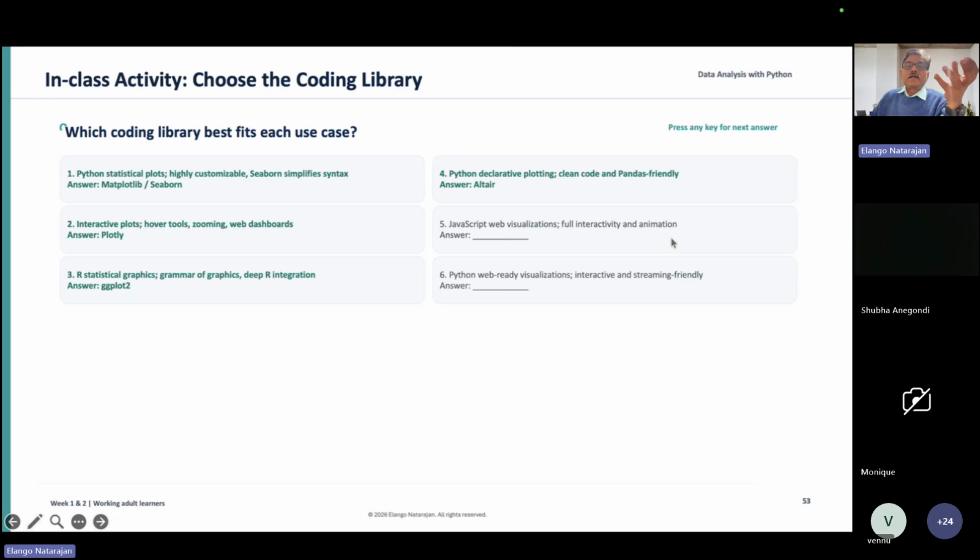Next is Python declarative plotting. If you want clean code, pandas friendly, it's Altair. For JavaScript web visualization, D3.js. Excuse me. For Python web-ready visualizations, Bokeh. I'm just giving some examples only. Friends, this is not a concrete list you should follow. You can prefer whichever is very easy to work with, you just choose it.